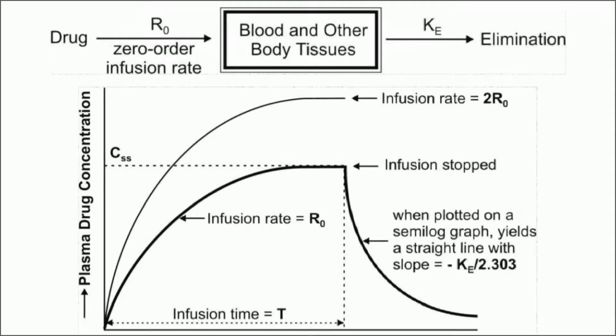Now this particular graph would help you to understand the behavior of drug after intravenous infusion. What happens in case of intravenous infusion is that after attaining the steady state concentration, the plasma drug level remains constant for a longer duration of time, and once you stop infusion, the drug will start getting cleared by various organs of the body.